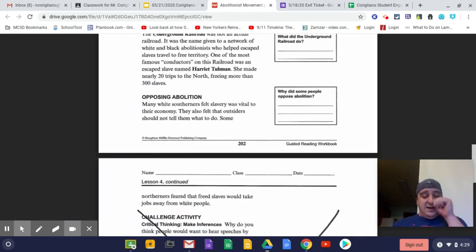Some Northerners, and many workers, did not actually support abolition because they feared that freed slaves would take their jobs away, because they feared they would work for lower wages and their bosses and the factory owners would hire the new, cheaper labor and fire the white workers that had been there for a while and needed a living wage and everything else. That was what they were afraid of. Now, would that have necessarily happened? Most likely not. But that is one fear that they had.